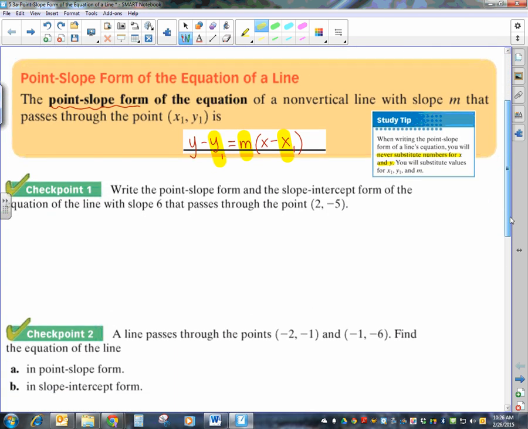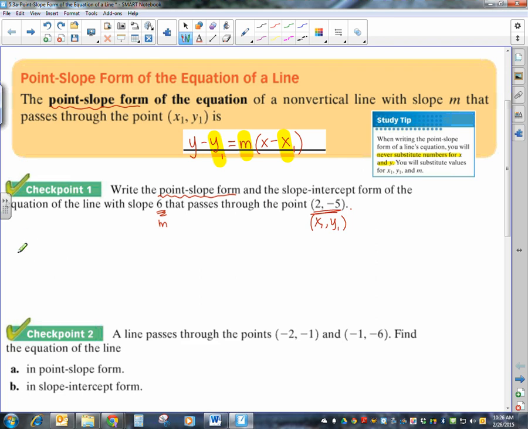Okay, so the kinds of problems that you're going to practice tonight. First, write the point slope form and the slope-intercept form of the equation of the line with a slope of 6 that passes through the point (2, -5). Okay, so slope of 6, hopefully you realize that's your m, and this is your x sub 1 comma y sub 1. So that's how you're going to plug it into the equation.